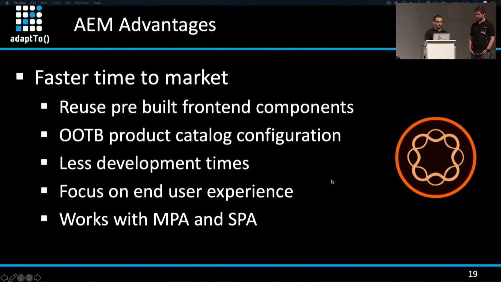Then we can use out-of-the-box product catalog configurations. So we can keep the out-of-the-box Hybris things and leave them there. Less development time, focus on the end-user experience. So we can use the same components, but then we can just change the presentation layer, for example. So for different clients, different presentation, but the same logic in the background.